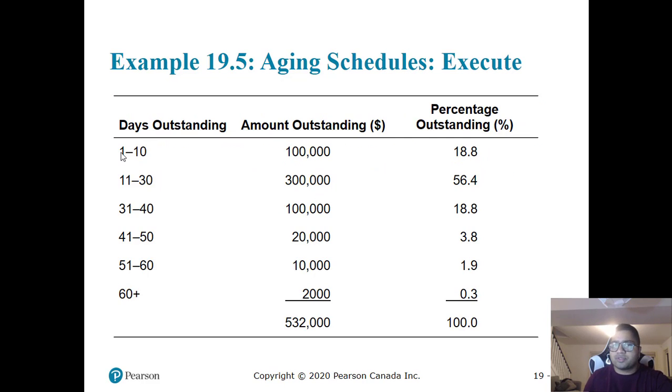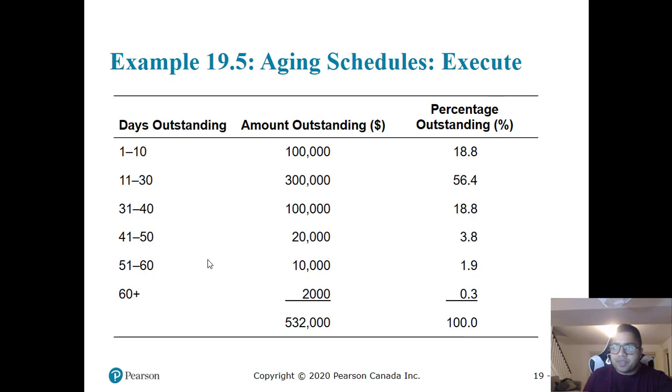How to do that? So this is given: 1 to 10 days, 100,000 is remaining; 11 to 30, 300; 31 to 40, 100; 41 to 50, 20; 51 to 60, 10; and 60 plus, 2. So add them up and calculate percentage. How? 100 divided by 532, 300 divided by 532, 100 divided by 532, so on and so forth.